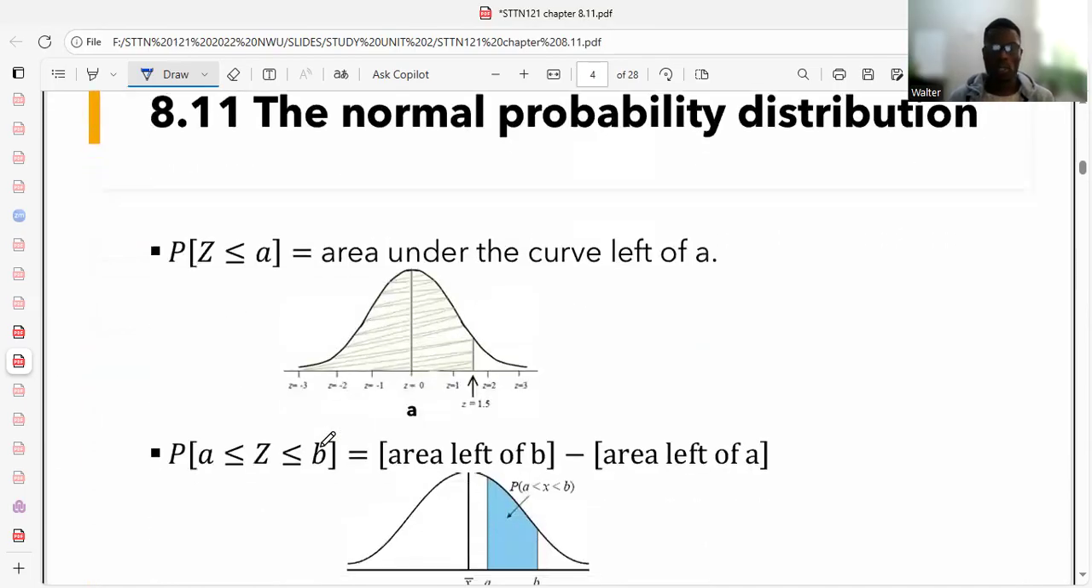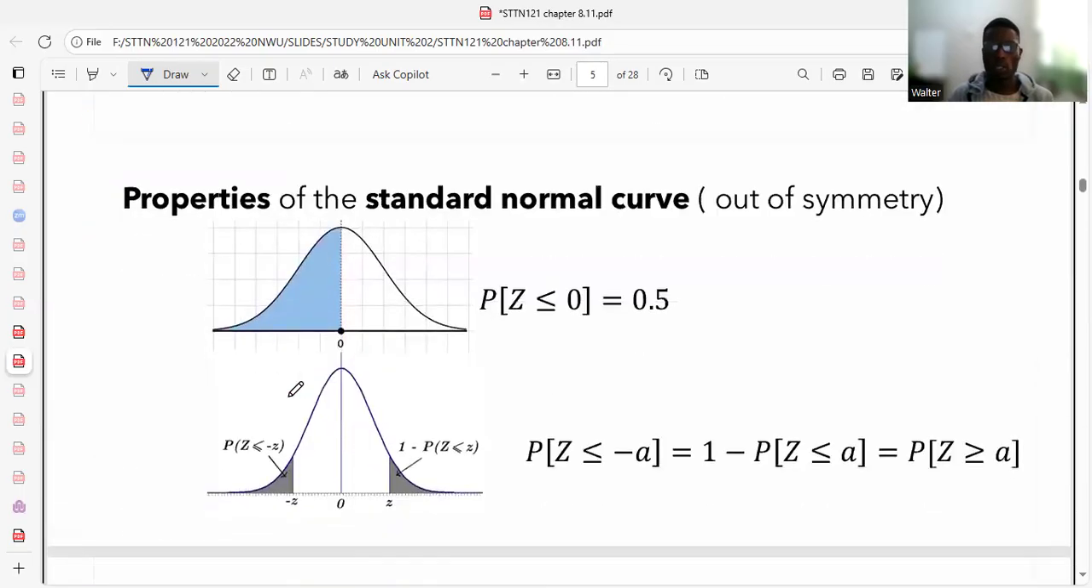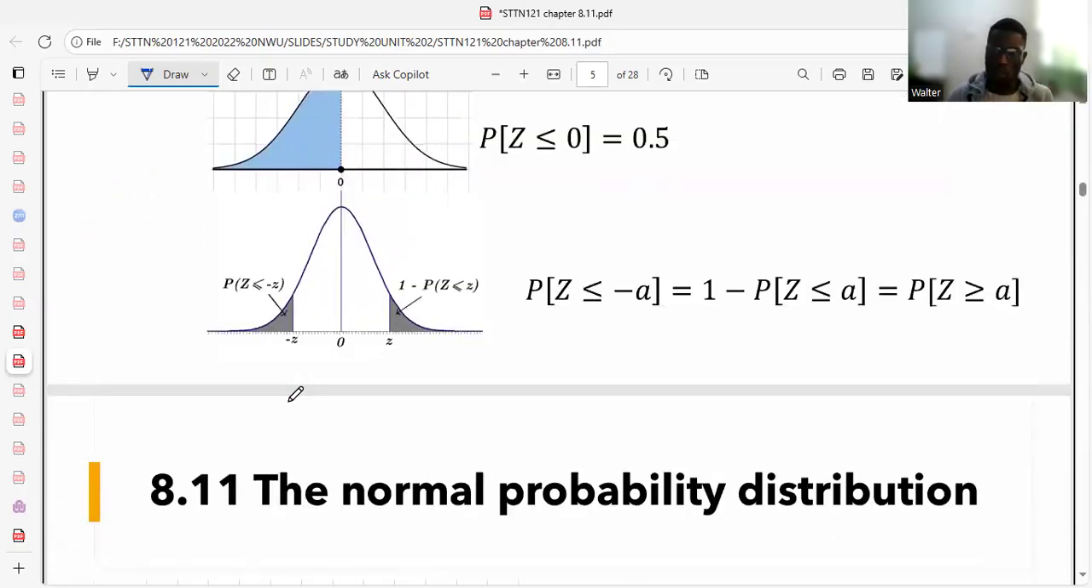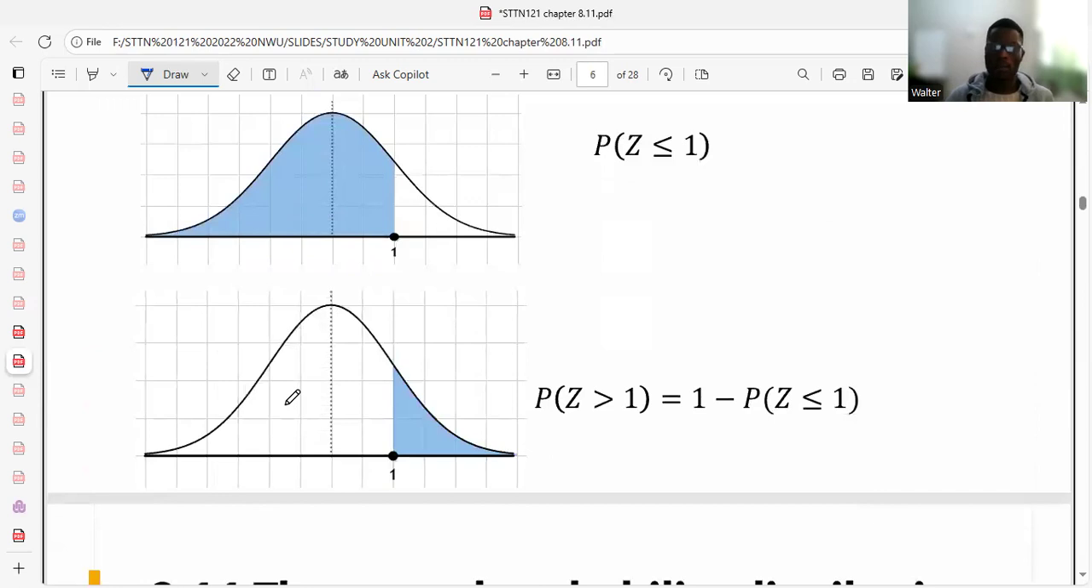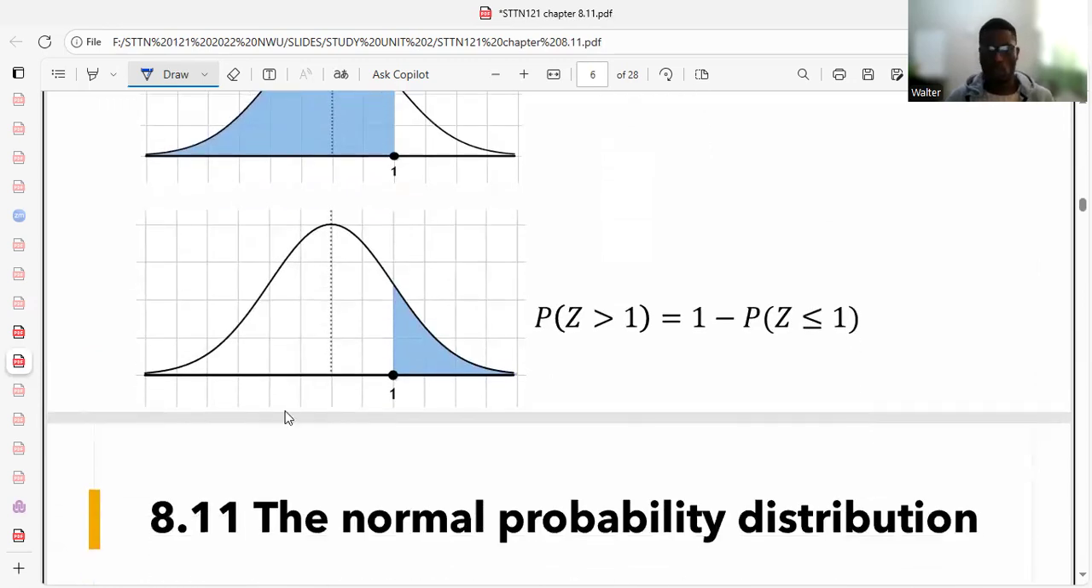I'm going to show you when you do that. They say that when the probability is less or equal to A, it means that the area under the curve is going to shift to the left. But you'll see even this one when we do the questions. I think you did this when you were doing STTN 111, but it's fine. I'm going to show you how to do this.